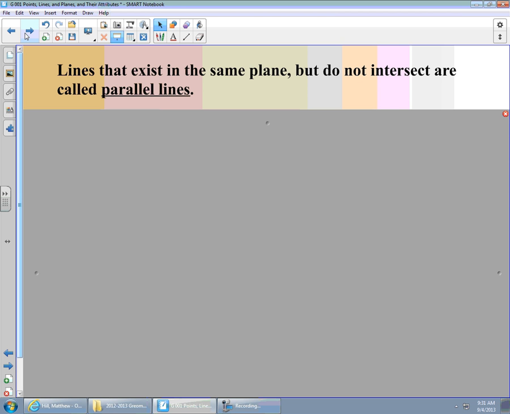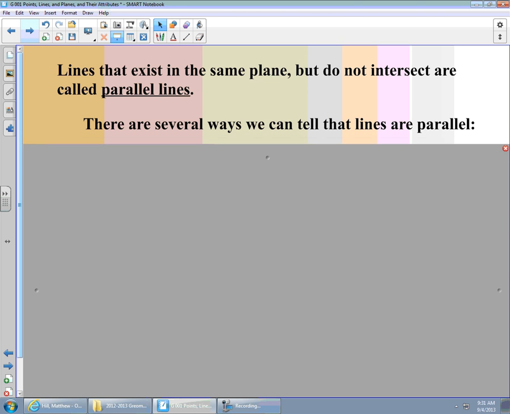That is not adequate for what we're going to be working on, because there are plenty of lines in this world that do not touch. That does not make them parallel. What we need is lines that exist in the same plane but do not intersect. There are several ways that we can tell if lines are going to be parallel or not.